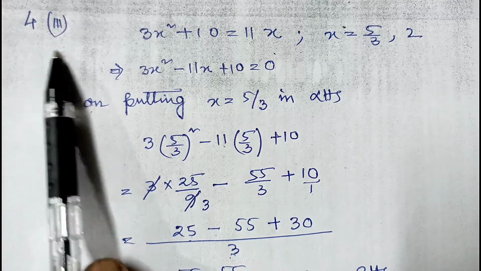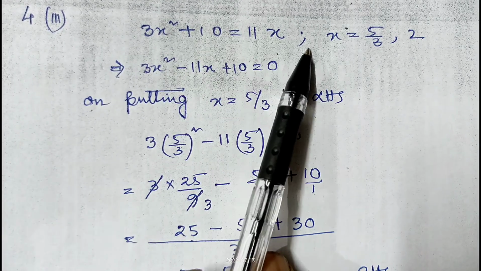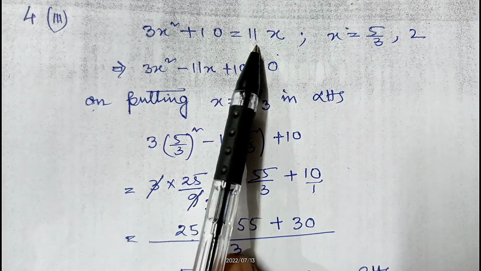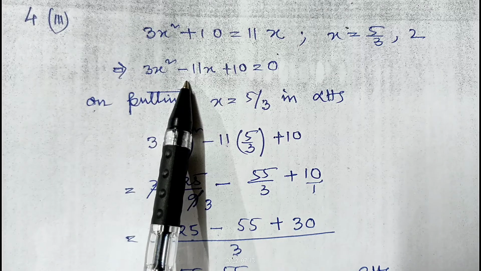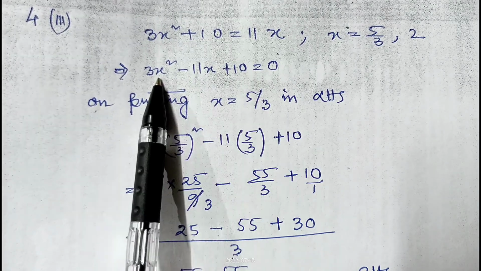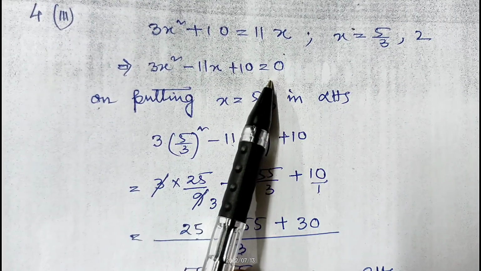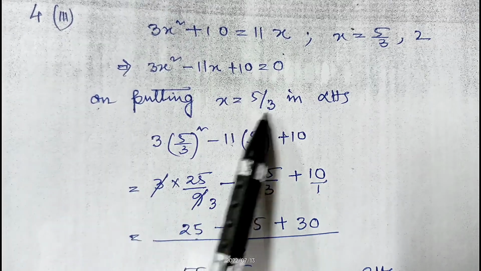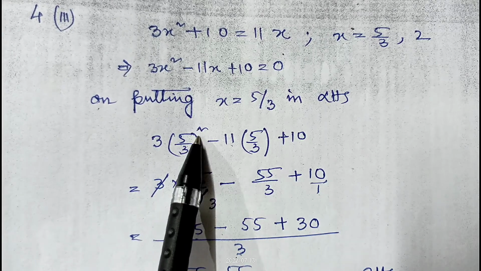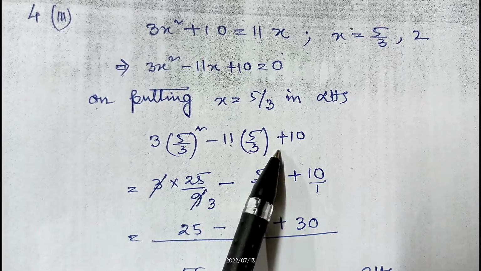In the third part of question number 4, the question is 3x² + 10 = 11x, and we have to check whether x = 5/3 and 2 are solutions of this quadratic equation. So we will get 3x² - 11x + 10 = 0. Now we are going to replace x by 5/3 in the left hand side and check whether we get 0 or not. So on putting x = 5/3 in the left hand side, it will be 3(5/3)² - 11x, and instead of x we are writing 5/3, plus 10.